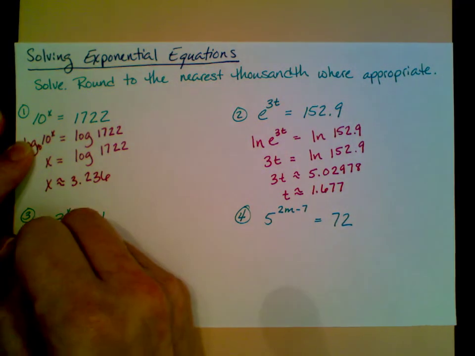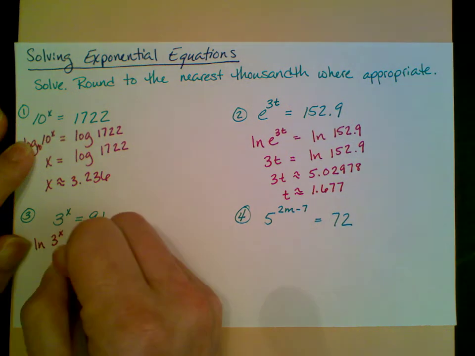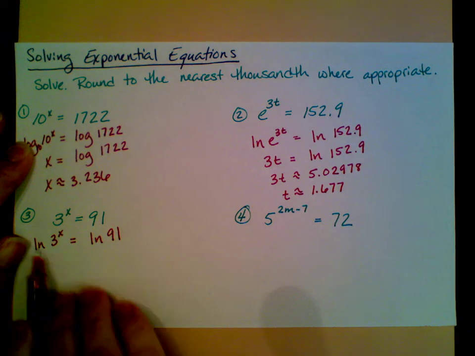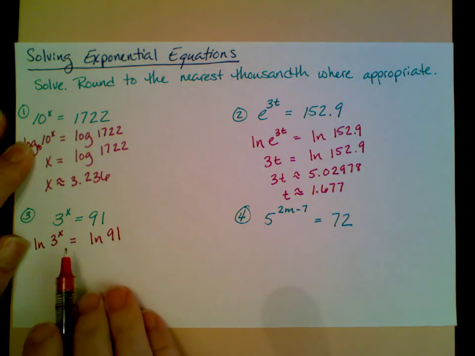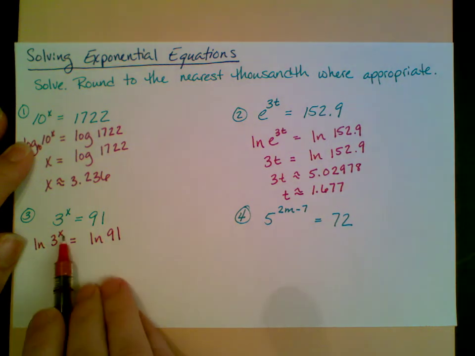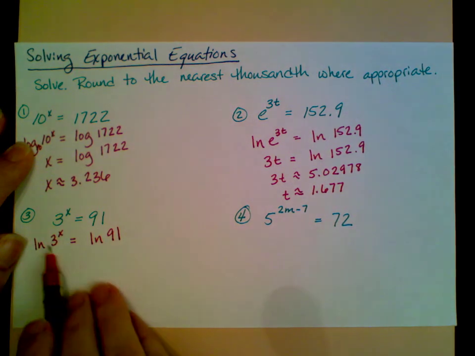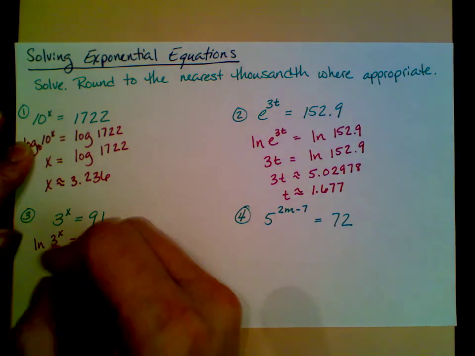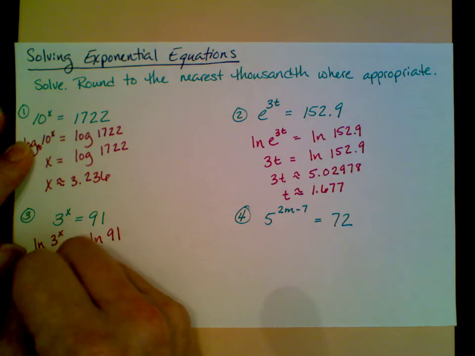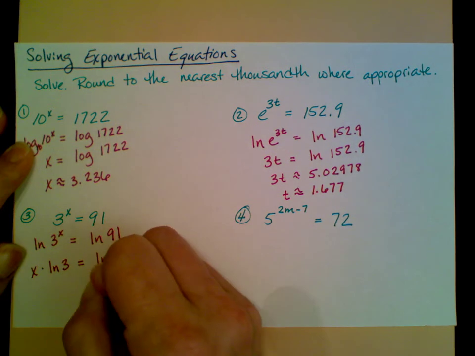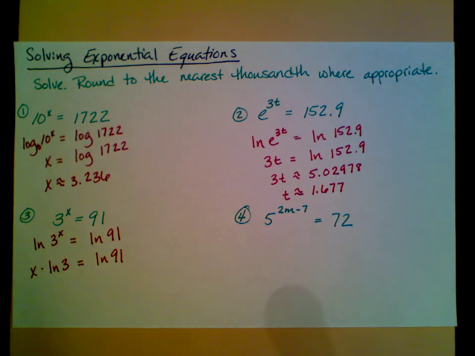I'm going to take a natural log of both sides. So I take the natural log of both sides, and now I'm going to use a different property off of my properties list. I'm going to use property G, which is the one that says that if I have something where the entire input is raised to an exponent, I can pull the exponent out front to become multiplication. So this becomes x times the natural log of 3. And that's equal to the natural log of 91.